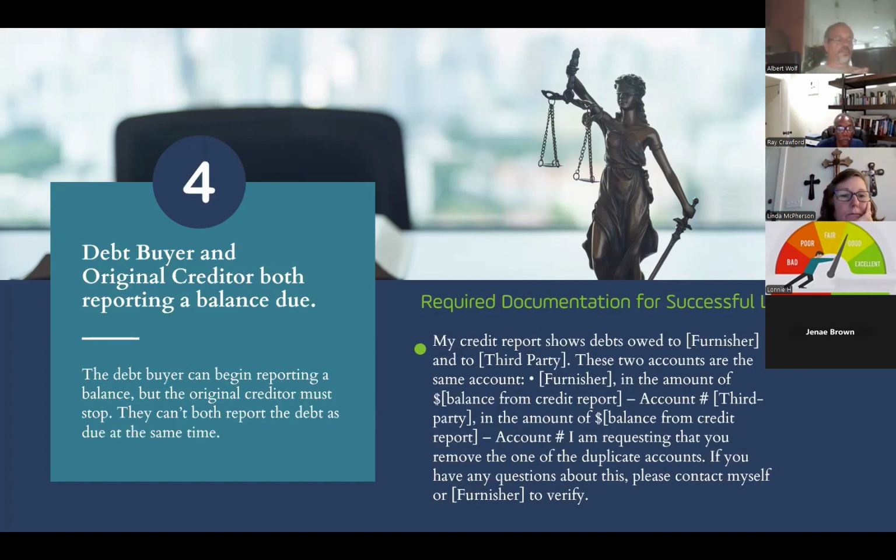Gotcha. And so this is kind of what we were just talking about. The debt buyer and the original creditor are both reporting a balance due. So the debt buyer can begin reporting a balance, but the original creditor must stop. They both can't report the debt as due at the same time. So that's what we just mentioned.